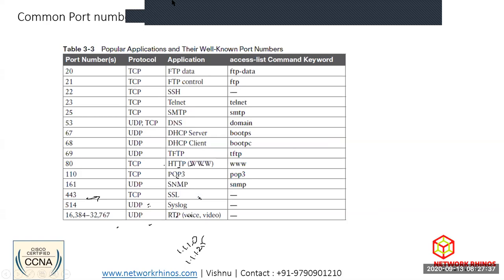So these are the well-known port numbers. I would recommend you to learn these port numbers by heart. The main port numbers I'll be highlighting in red color, or else I'll put a check mark, which you need to remember. The first one is FTP, data and control, secure shell, telnet, DNS, DHCP, TFTP, HTTP, HTTPS, or SSL. That's it. You have to remember these port numbers by heart. In interviews and all, people normally ask.